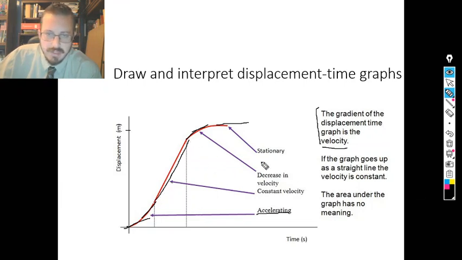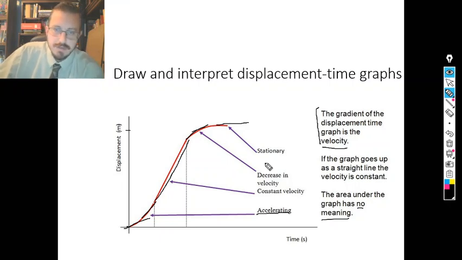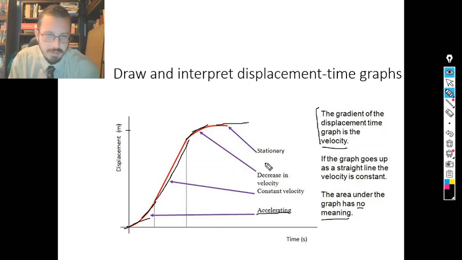The area underneath this graph has no meaning. Sometimes in physics we'll be able to take the area underneath a curve, and that will have some meaning in the universe. But the area underneath the displacement-time graph, like if we were to multiply displacement by time, there's no physical meaning of that, like space-time. Space-time is a thing in physics, but we're not getting that by taking the area underneath this curve.